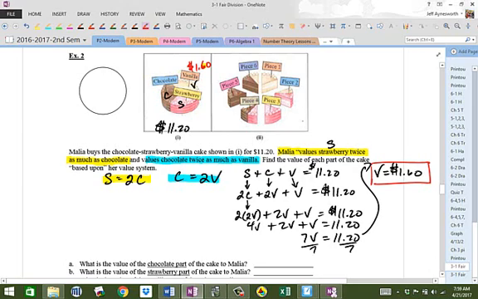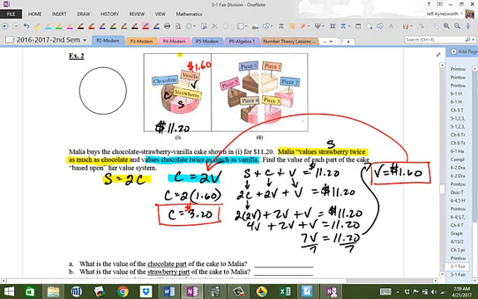Now let's find the value of the other two pieces based upon her value system. For strawberry, it's 2 times chocolate, but I don't know the chocolate yet. So let's find the value of the chocolate first. Here, I want to substitute it over here and find the chocolate value. The chocolate value is 2 times the vanilla value, which is $1.60. And so the chocolate value is $3.20.